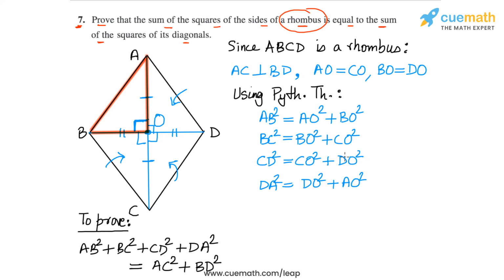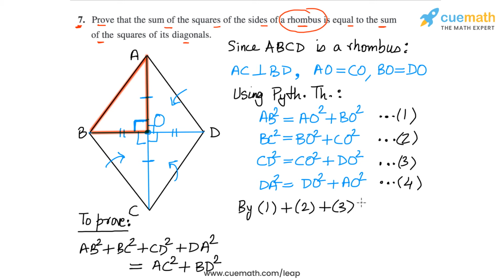Now can you guess what the next step will be? What do we have to do in the next step? Well, we want the sum of the squares of the four sides. So we will have to add these four equations that we have written. So let's number them 1, 2, 3 and 4. And now let's add these four equations. So 1 plus 2 plus 3 plus 4.